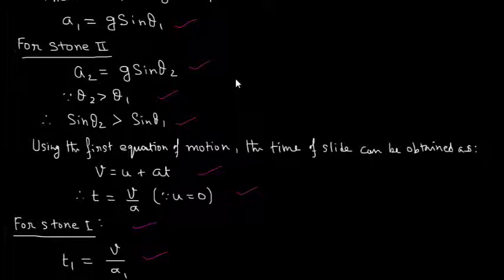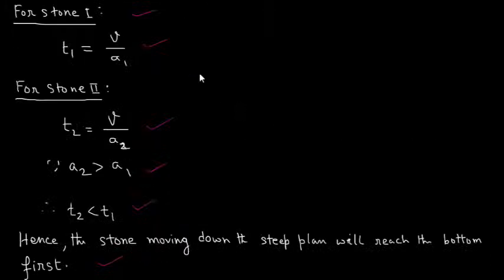For stone 1, t1 is equal to v by a1. For stone 2, t2 is equal to v by a2. a2 is greater than a1. Therefore, t2 will be smaller than t1. Hence, the stone moving down the steep plane will reach the bottom first.